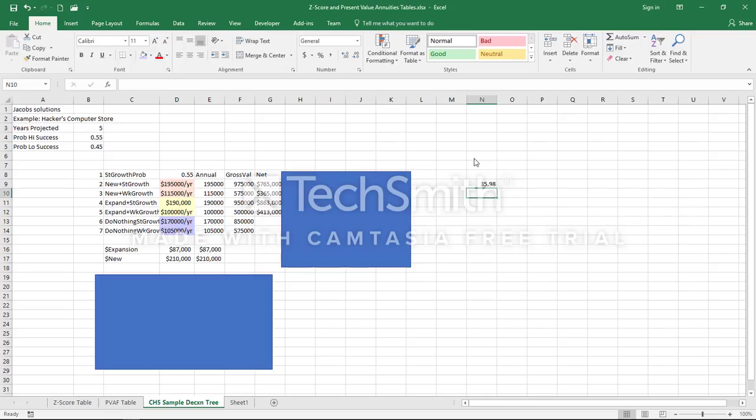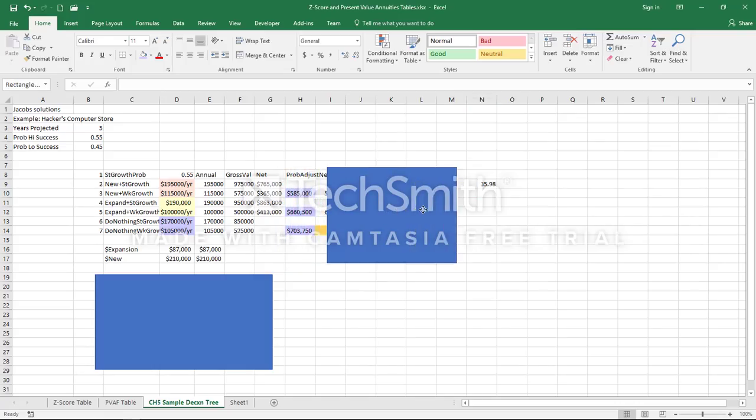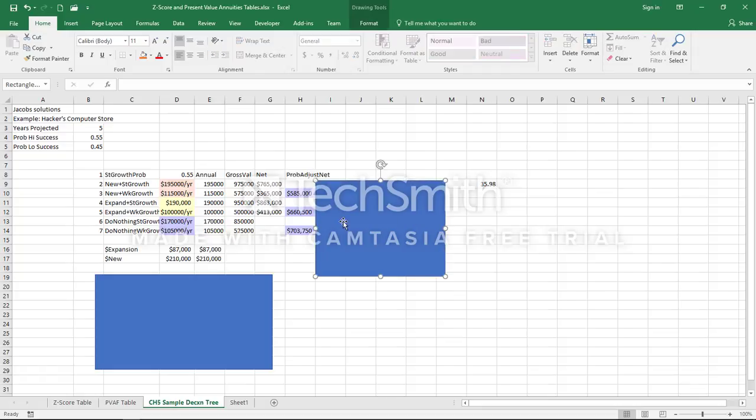So if we come back here, let's see how that's done. If you look at the formula that I actually used in this cell, we said B4, which is the 55%, times the net strong growth outcome, plus 45%, which is B5, times the weak reaction, or the result out of the weak market there. And when we add them together, as we did in the formula up here, we get $585,000.